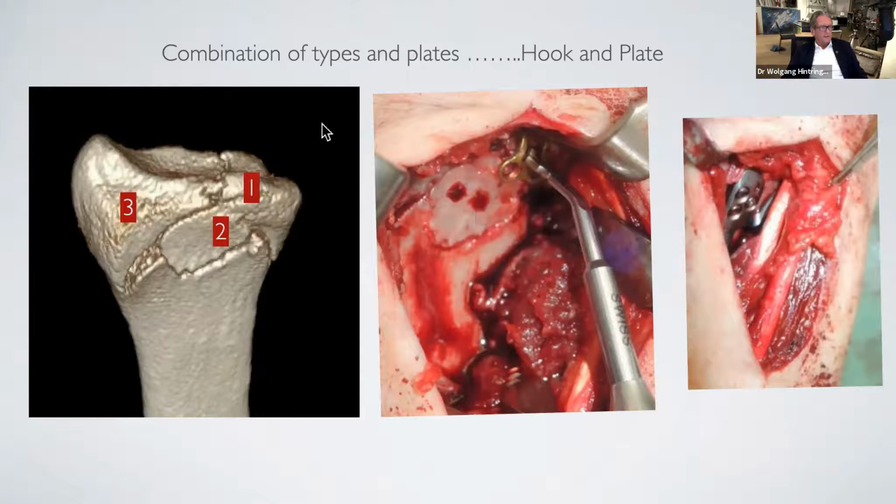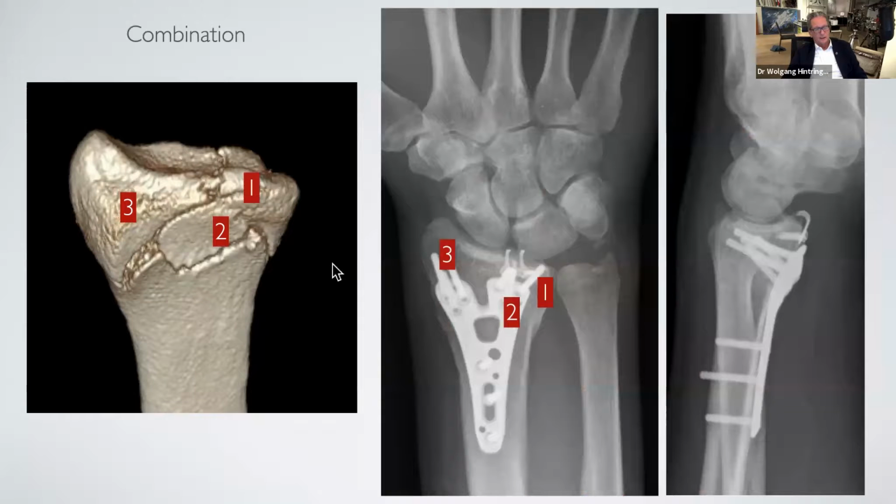Here you can see a combination of key types and plates. You can see a rim fragment, a metaphyseal volar ulnar fragment, and a styloid fragment. So you have to decide what you do first. At first you stabilize your rim fragment, and then you can fix the other important keys, such as with this plate. It is an FPL plate, a plate with an incision for the flexor pollicis longus.